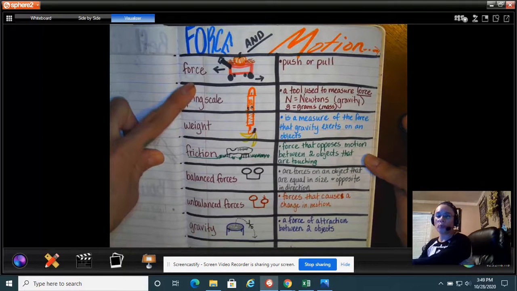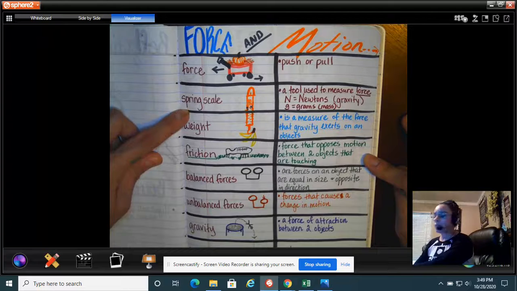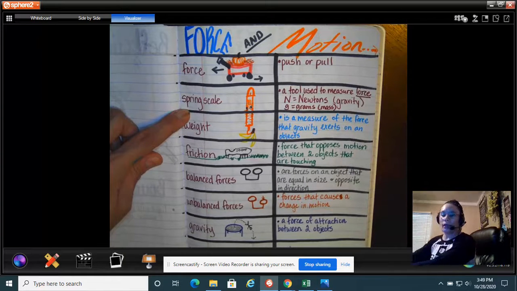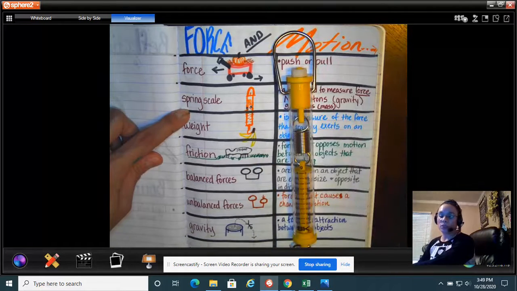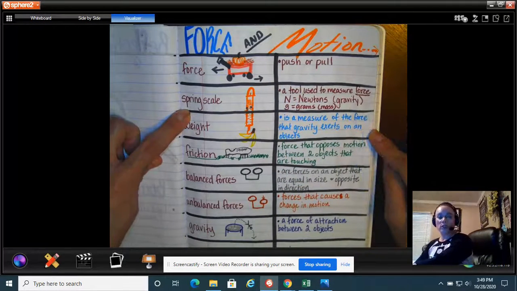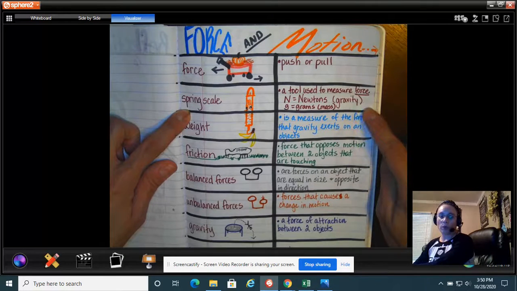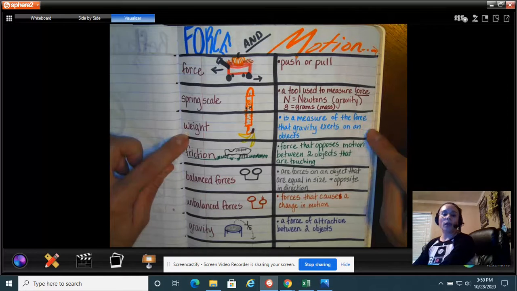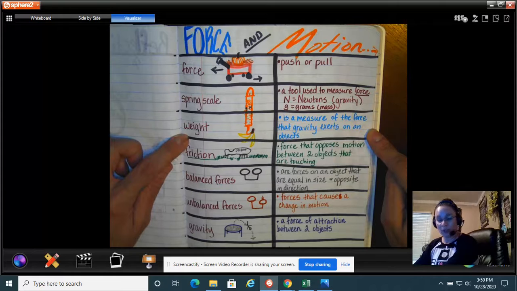Force is a push or a pull, so we drew a wagon. Spring scale, this is what we drew. It is yellow on mine, it is blue in your fusion book. Okay, and it is a tool used to measure force in newtons for the gravity part. It also measures grams or mass in grams. We have weight is a measure of the force that gravity exerts on an object. So yes, when you go to HEB and you are paying for a bunch of bananas, you use the scale and it is measuring the weight you are paying for, gravity on this earth plus the bananas.